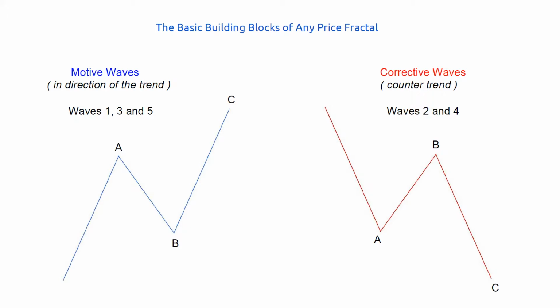Under Harmonic Elliott wave theory, however, the main building block of any price fractal is a much simpler pattern: A up, B down, C up on the way up, and on the way down, A down, B up, and C down. So let's dive deeper and see how those building blocks make larger price patterns of so-called larger degree waves.